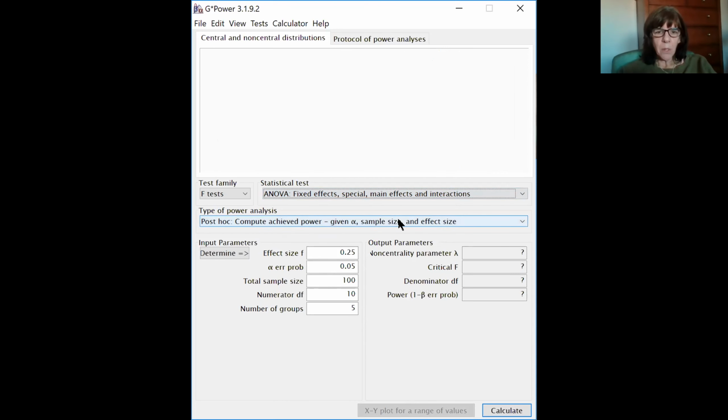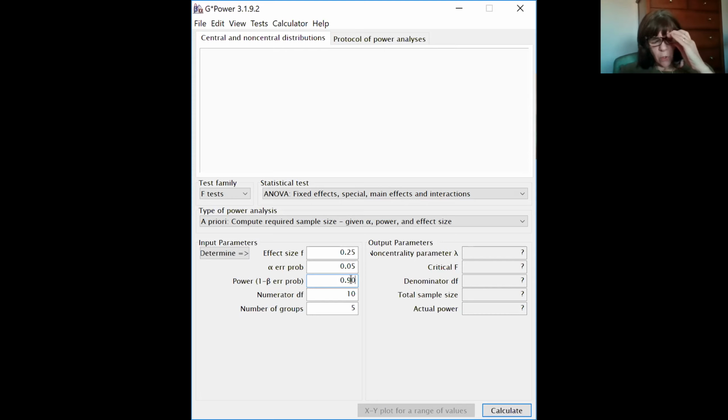Oh, we're still on post hoc, so we want to change back to a priori. We're going to continue to look for an overall effect size throughout the study of 0.25. We're going to go back to, I don't know why I prefer 0.90, but I do. And then the number of groups is the number of total cell sizes that you would have.